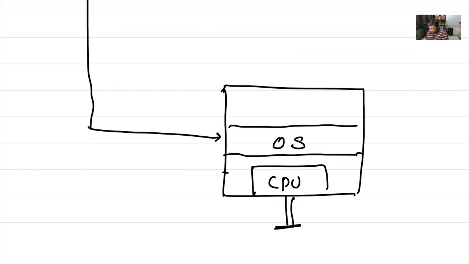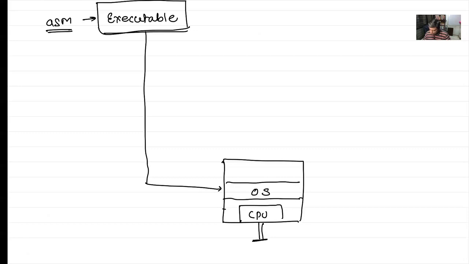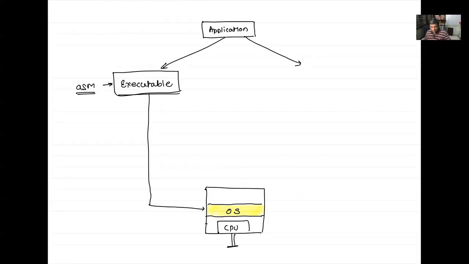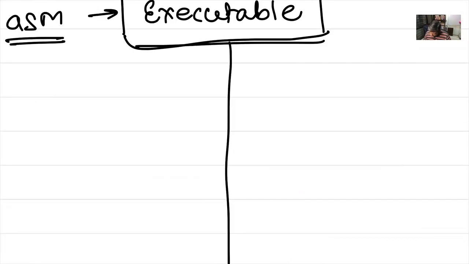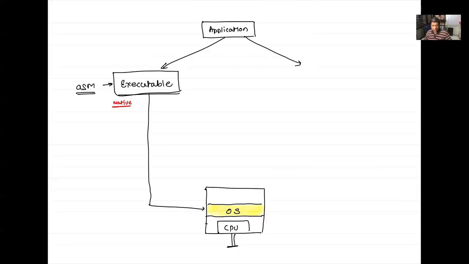The application will be given to the operating system, and the operating system is going to pass it on to the CPU and get it executed there. So this is the way you can imagine an executable or a native application. So this is going to be considered a native application. Native simply means we are having assembly code directly inside it.